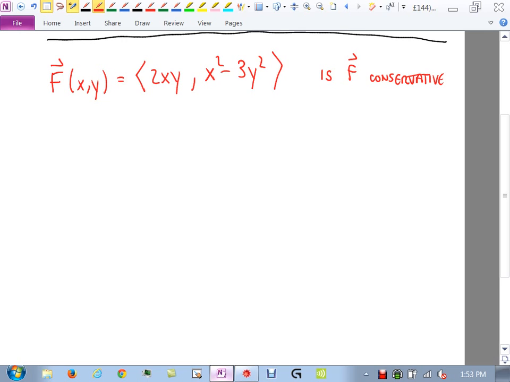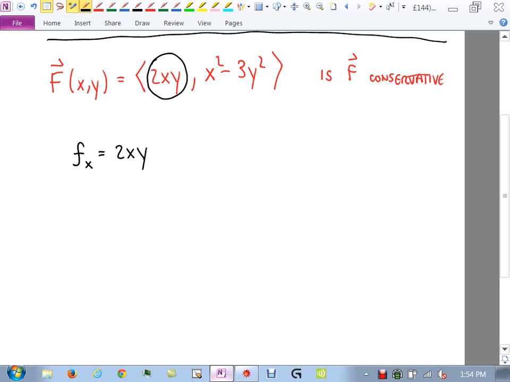Yes, but let's see what happens. We have to be a little careful here. Let's take a look at this first one here. We know right now that if there is a little f, then the partial of f with respect to x must equal 2xy, correct? Let's start right there.